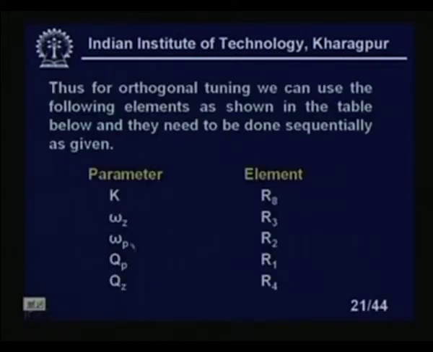Here you see omega z R3, omega p R2, q p R1. So, if I vary omega z, then what will happen? If I vary R3, omega p will vary, but it does not matter, I will use R2 to bring it back to the original or desired value. Similarly, I can tune qp and qz by R1 and R4 respectively.